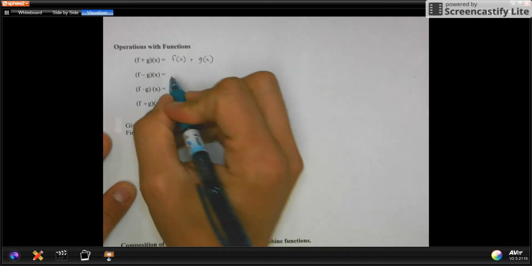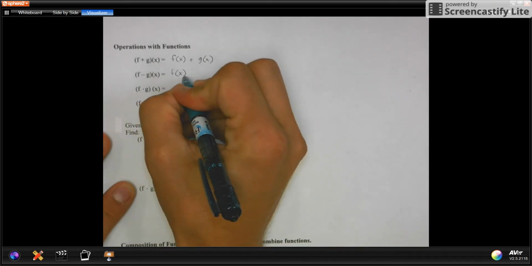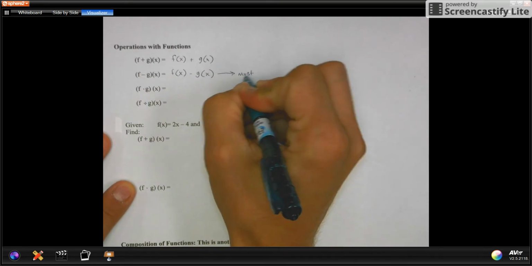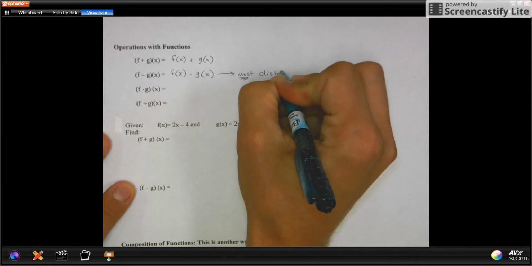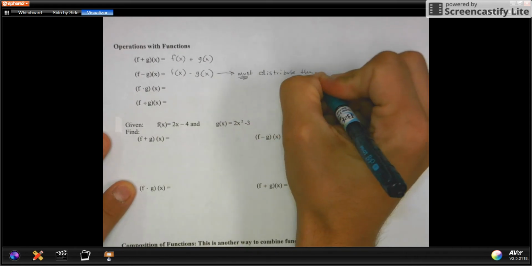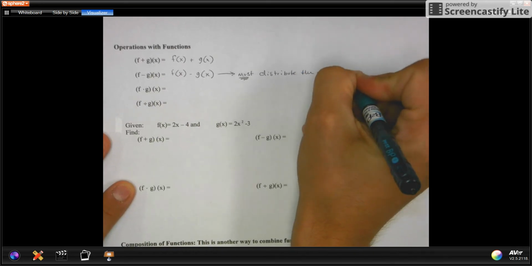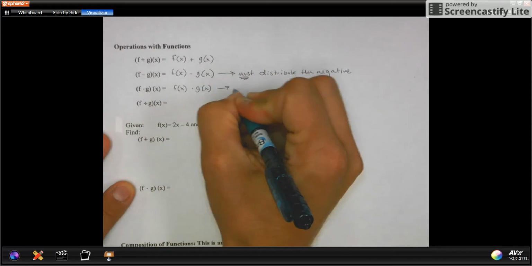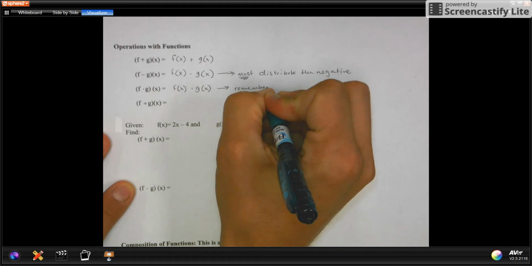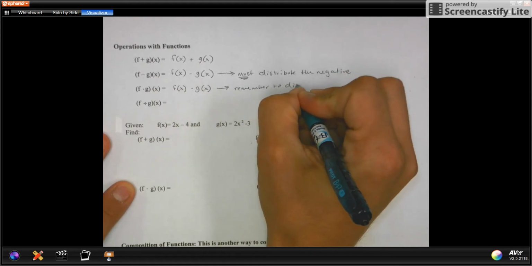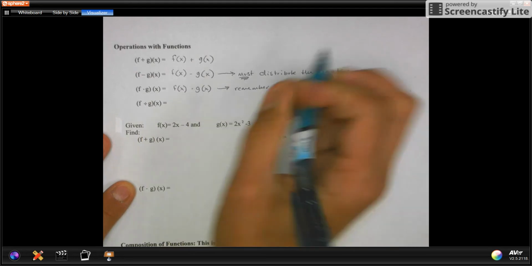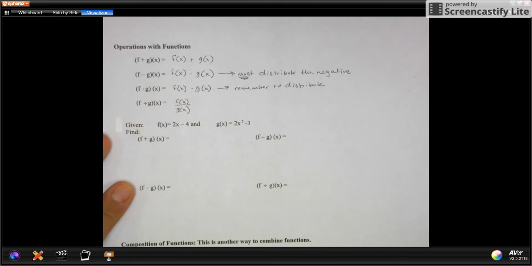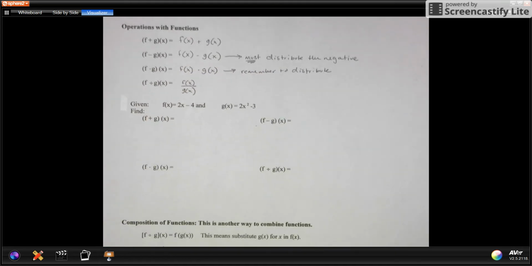The only tricky one is subtraction. We're still going to subtract the two, but I want you to make a note: must distribute the negative sign. And I'll show you an example of that in a moment. And then multiplication, you're just going to take f of x and multiply it by g of x. Remember to distribute if necessary. And then we can also divide. So we can do operations with functions. Let's take a look at some specific examples.